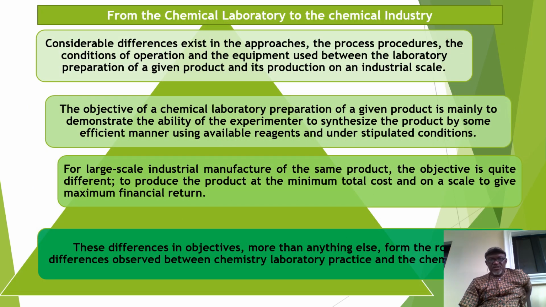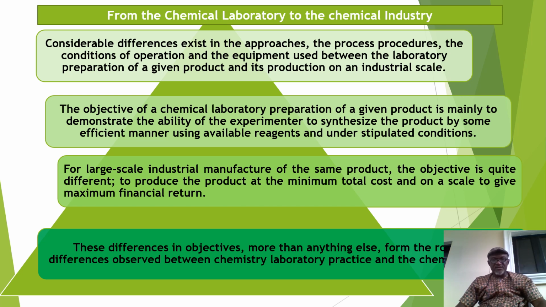From the chemical laboratory to the chemical industry. So most of the things we do in the chemical laboratory is also what we do in the chemical industry, except that there are a lot of differences. So considerable differences exist in the approaches, the process procedures, conditions of operation, and even equipment between the laboratory and the industry. The objective of a chemical laboratory preparation of a given product is mainly to demonstrate the ability of the experimenter to synthesize the product by some efficient manner using available reagents under stipulated conditions.